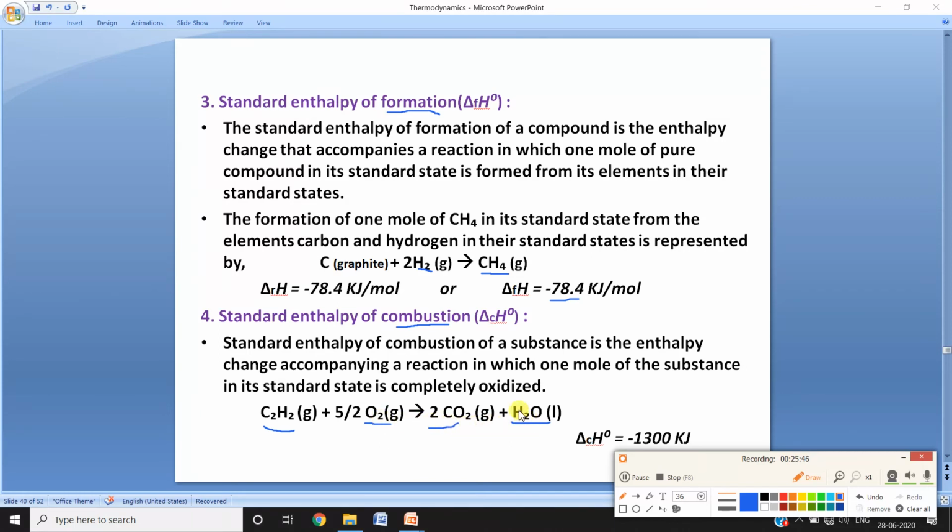So how to define the enthalpy of combustion? The enthalpy required to burn 1 mole of a substance. Enthalpy required to burn, to combust 1 mole of a substance in its standard state is called enthalpy of combustion. To burn, or we can say to oxidize. So how to define standard enthalpy of combustion? Standard enthalpy of combustion of a substance is the enthalpy change accompanying a reaction in which 1 mole of a substance in its standard state is completely oxidized. That is called enthalpy of combustion.